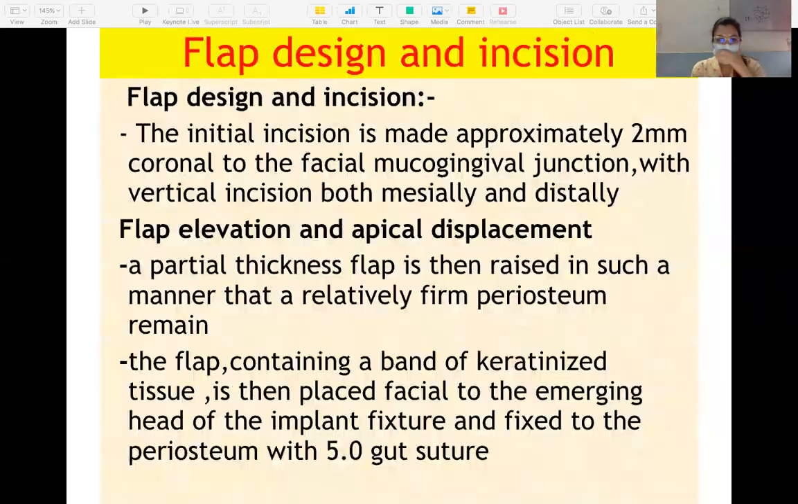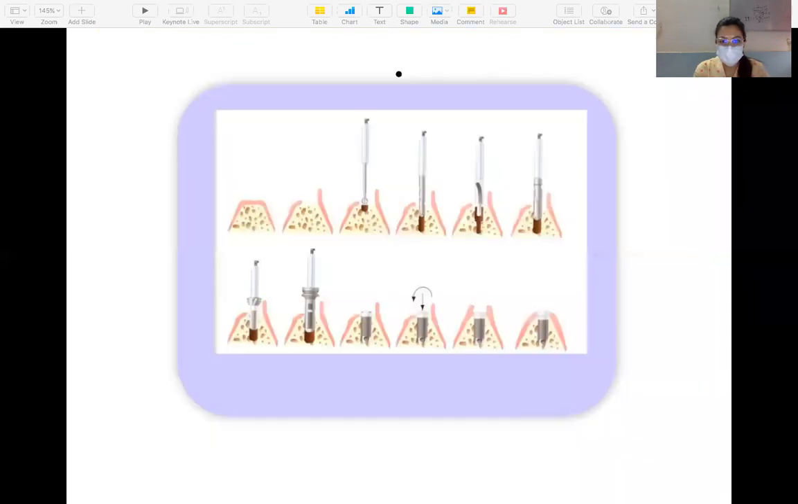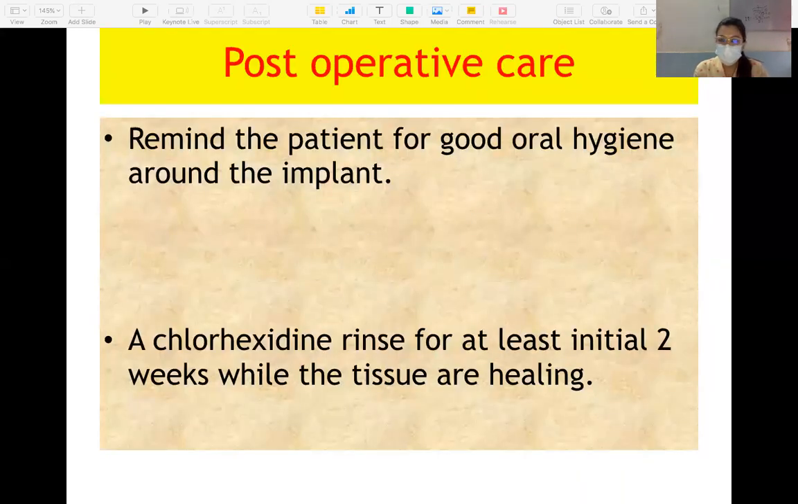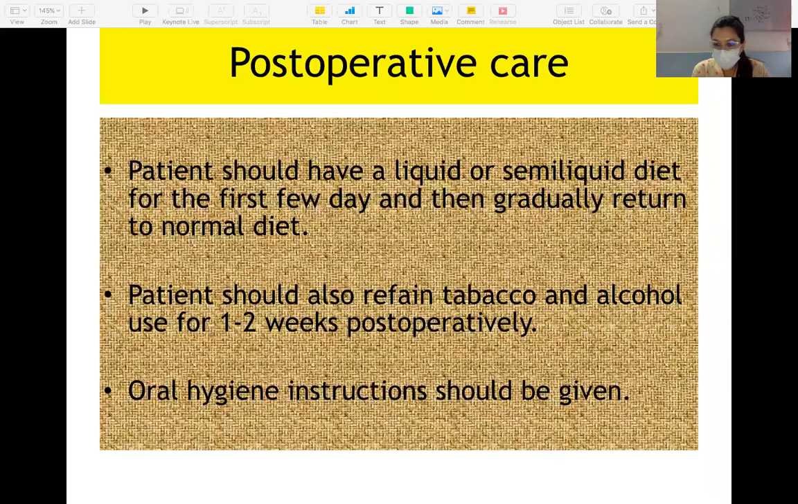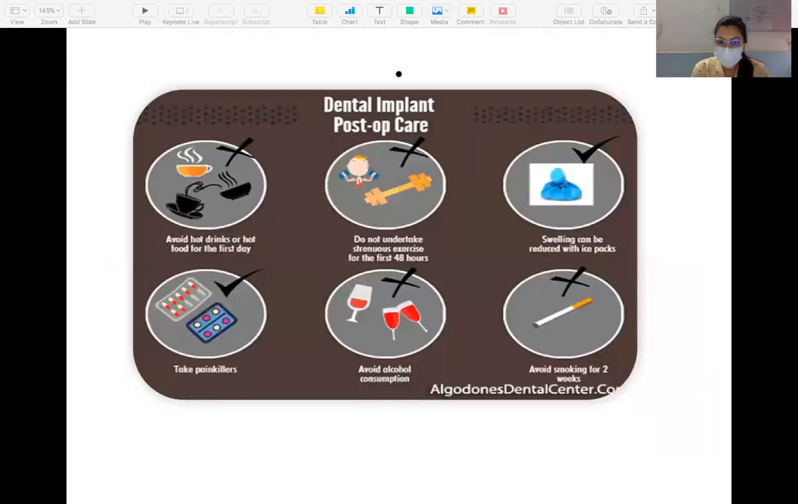I'll not get into the detail of the flap and flap design. There are partial thickness flaps, full thickness flaps, whatever is required has to be used. Post-operative care, of course, requires good oral hygiene maintenance, antibiotic coverage, rinsing of the mouth, refraining from use of alcohol and tobacco, and all the care, and soft diets. This is a good picture to explain you about the post-operative care.